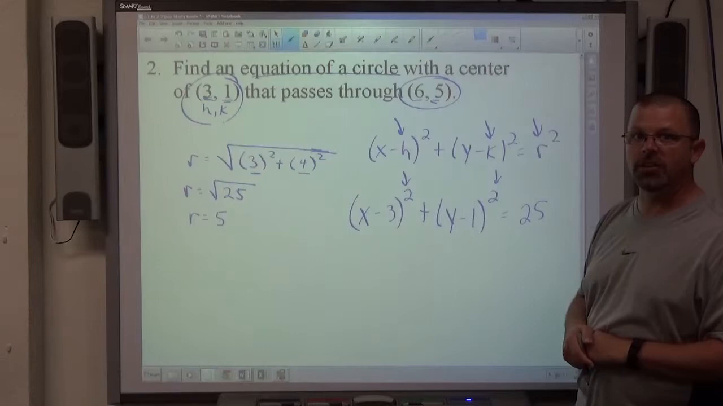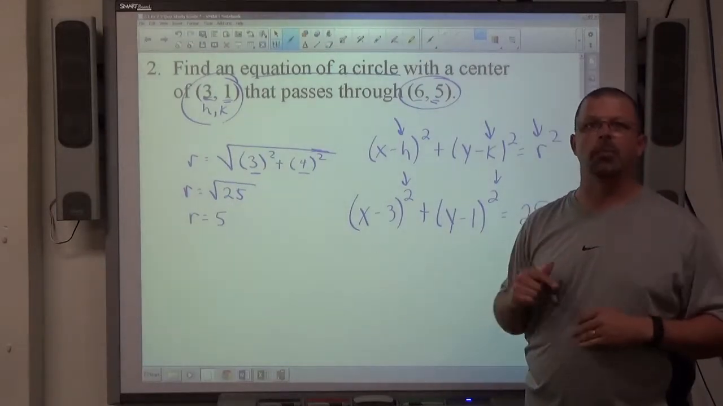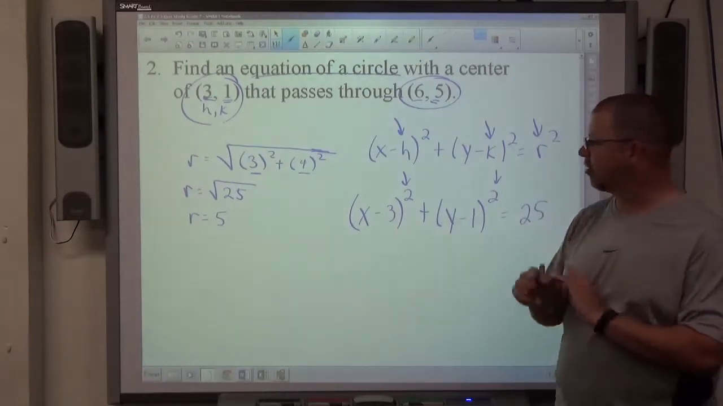That's a major issue because then you don't have a circle anymore. You leave one square off, you get a parabola. You leave two squares off, you get a line. So make sure the squares are there.